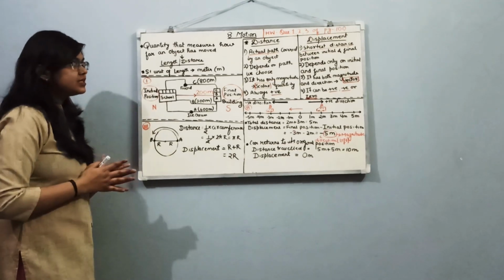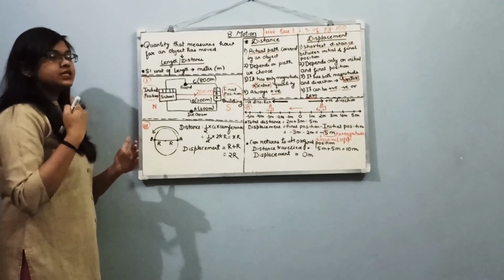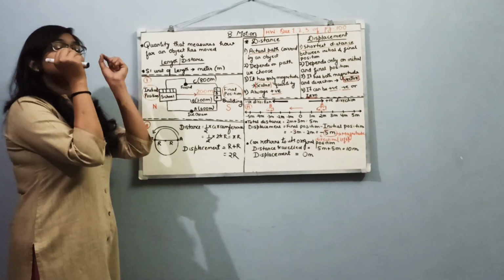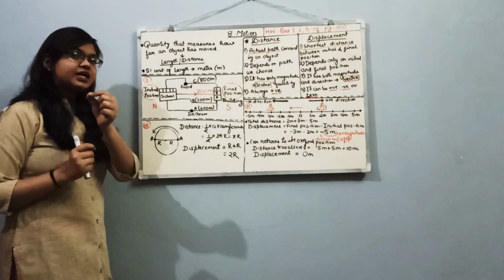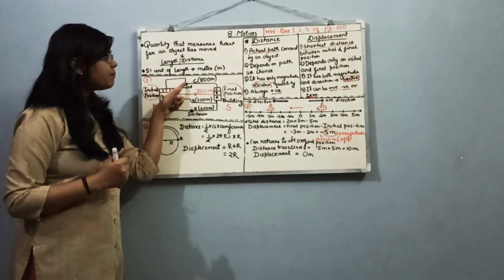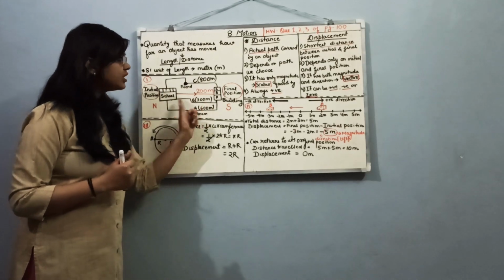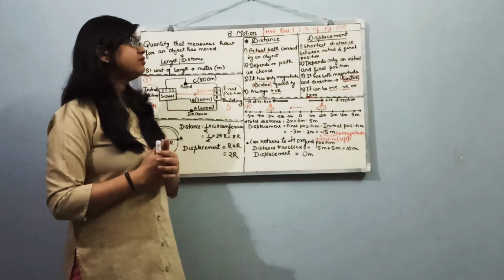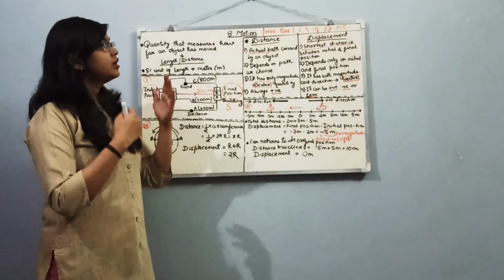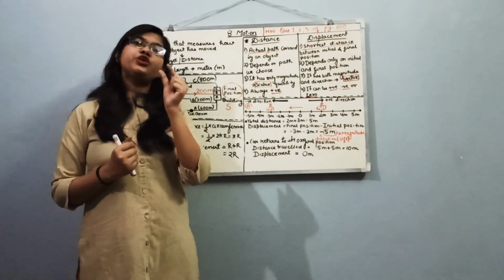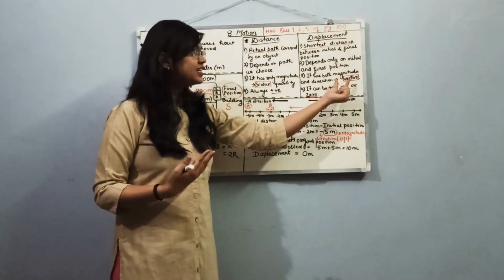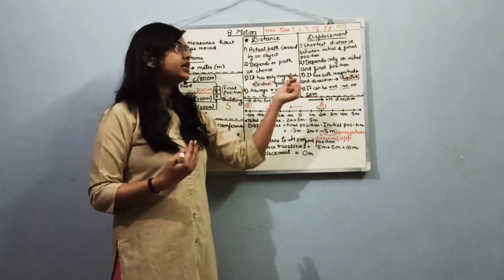So clearly we can see that distance is the actual path, whereas displacement is always the shortest distance between the initial and final position. Distance depends on the path chosen by the object, whereas displacement will always depend only on the initial and final position. Distance will always have the numerical value, whereas displacement will have both magnitude and direction.